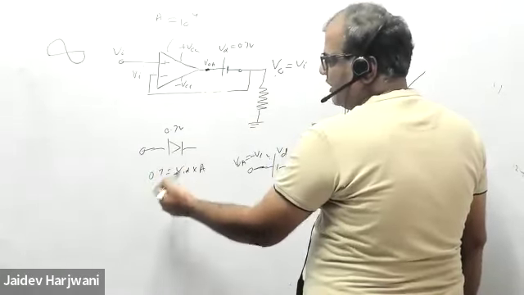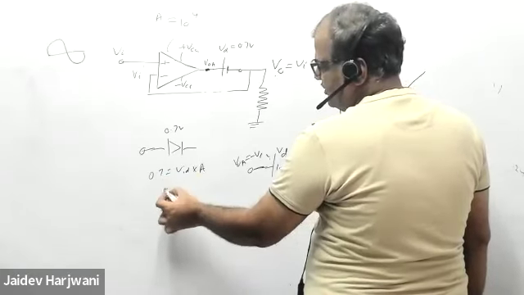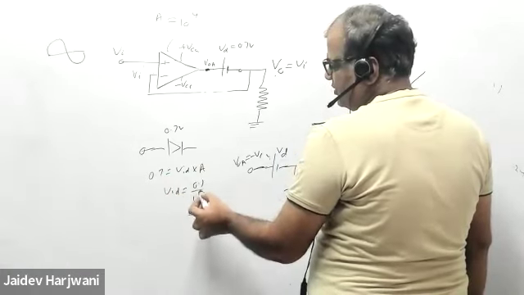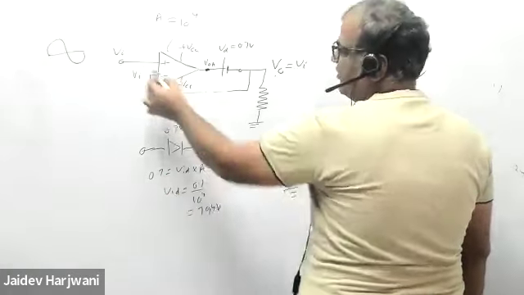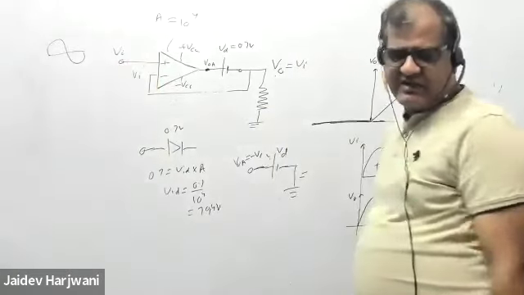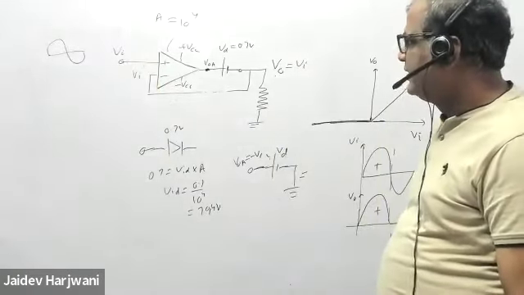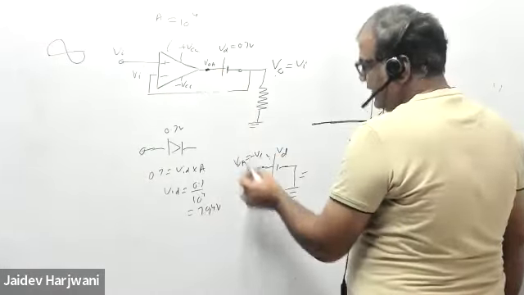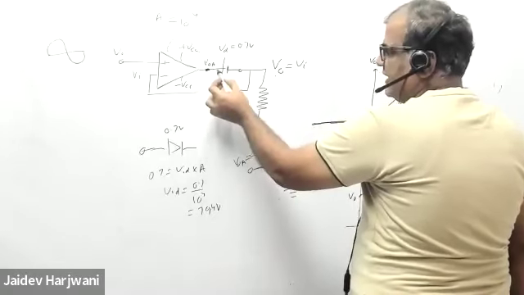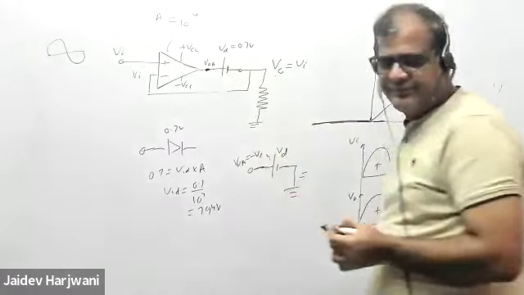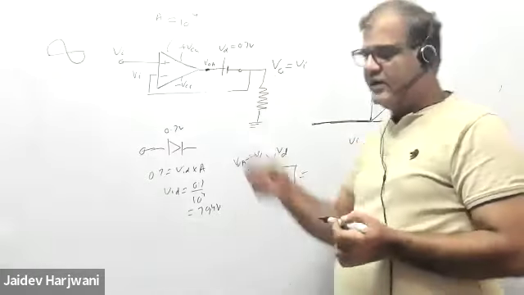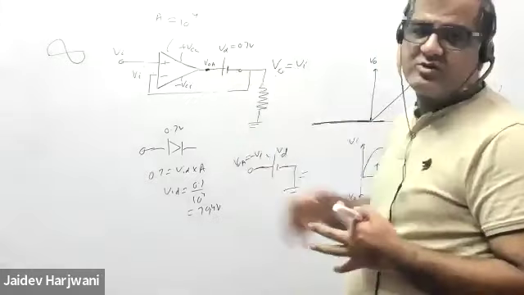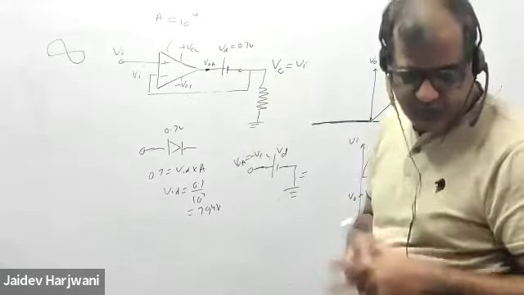This is VOA, the output of the op-amp. So VID, how much? 0.7 divided by 10 raised to power 4. That is around 70 microvolt. So even if I apply a difference of 70 microvolt, then also I can get here 0.7, and I can make this diode conduct. So basically, by connecting the diode here, we are reducing its threshold voltage, and this is called a super diode.